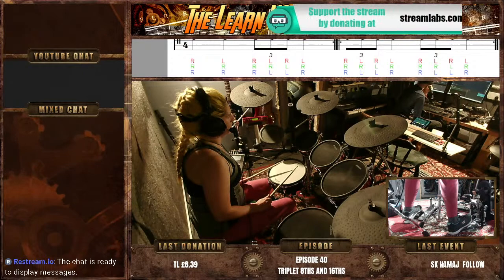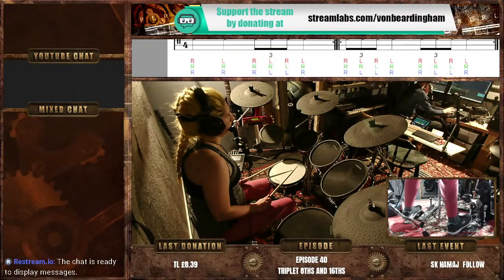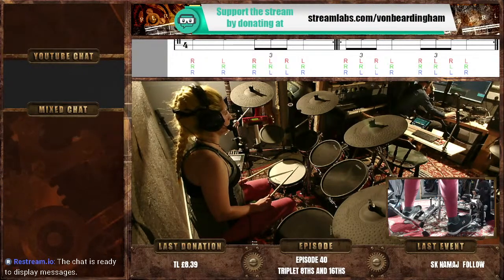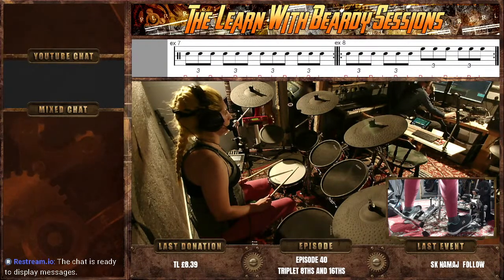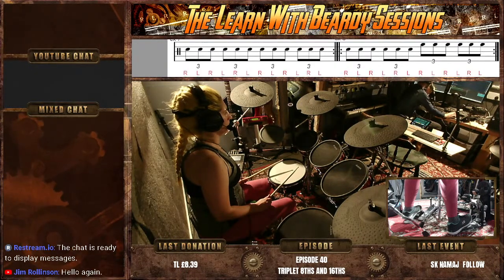Now the reason for doing triplets like this is, say for example, if we want to do a whole bar of triplets, like this one here, for example. Now we can do this with our standard right.